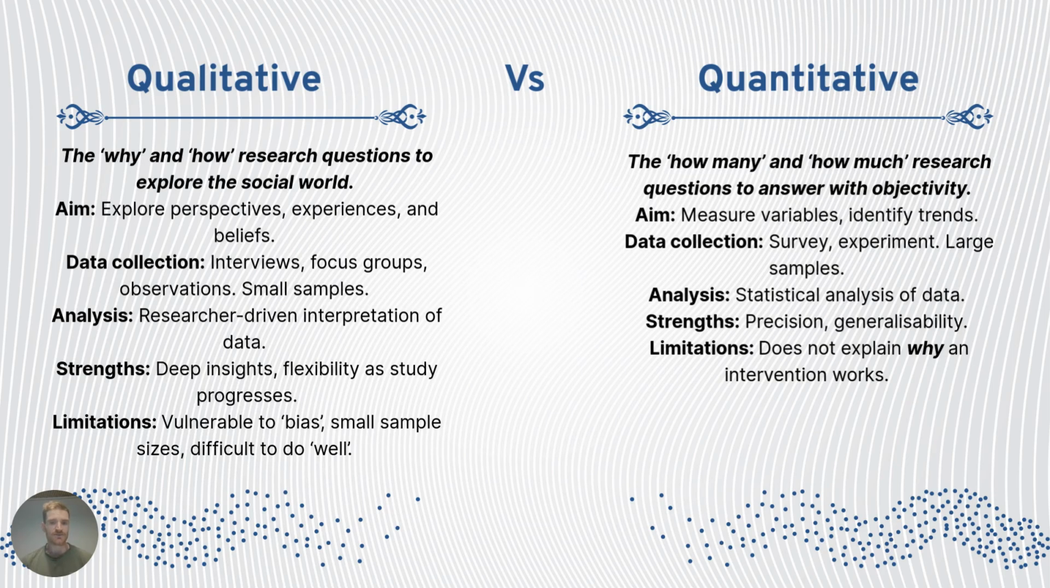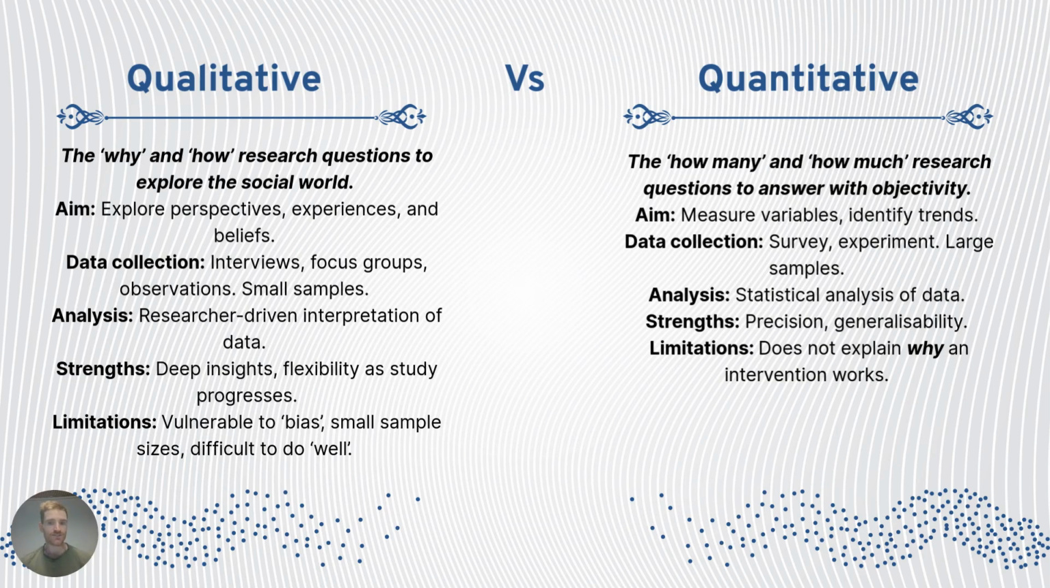So qualitative research aims to explore the social world. Through perspectives, experiences, and beliefs, we collect data with interviews and focus groups, often in observations, and through other forms of text like diary entries or written records and electronic medical records, or just by spending time with and observing people.